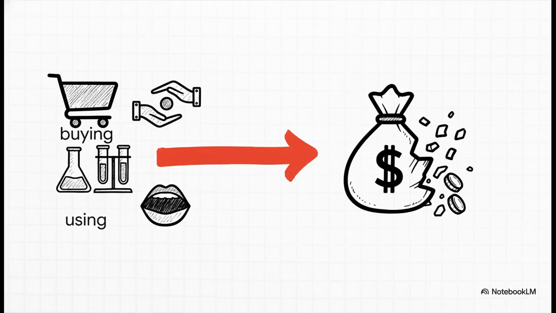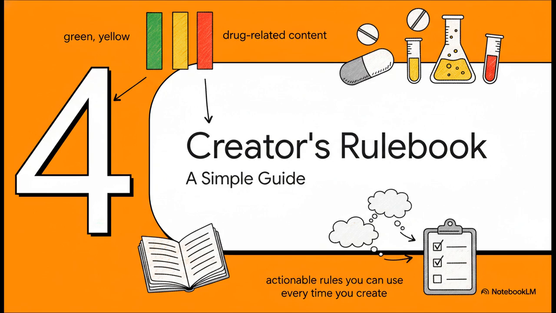The rule honestly couldn't be any simpler, and this slide just lays it right out. If your content encourages the real-world buying, making, selling, or using of illegal drugs in any way, shape, or form, you've crossed the line. Promotion, instruction, or facilitation means no ads, period. Okay, we have covered a lot of ground here. We've looked at the green, the yellow, and the red.